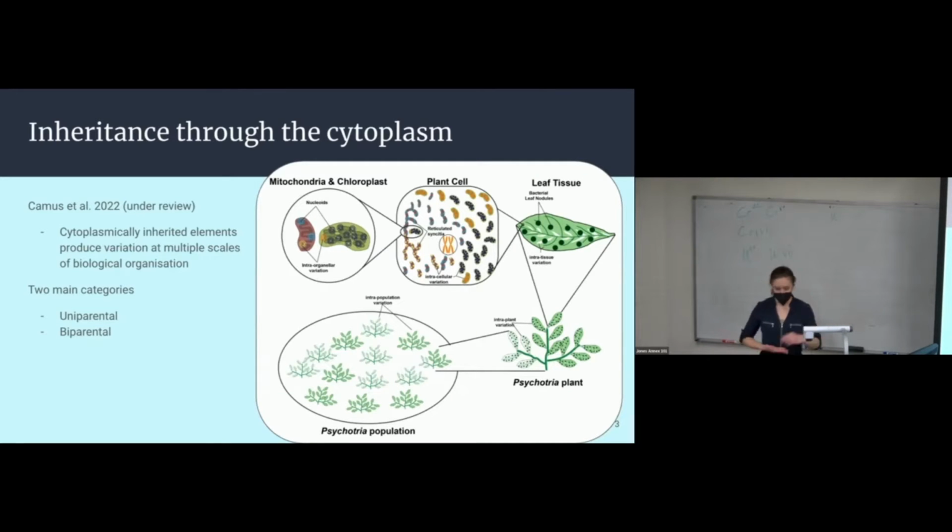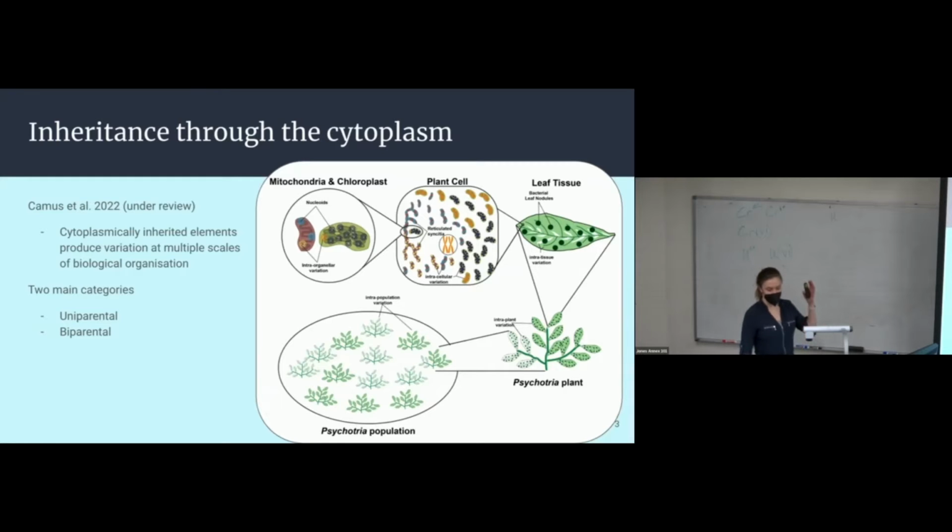So I was recently a writer on a paper that's currently under review called Inheritance Through the Cytoplasm. And over here we've got this lovely graphic showing mitochondria and chloroplasts. Both of these are plasmids that are inherited through the cytoplasm. And this image here shows you how cytoplasmically inherited elements can produce variation at all sorts of levels of organization, right? It's not just individual little organelles that change, it can change the whole plant's function. Like I said, this is how this dysfunction can lead to disease.